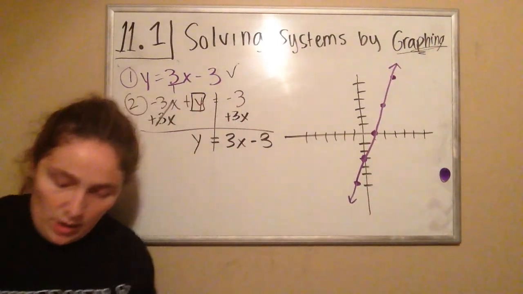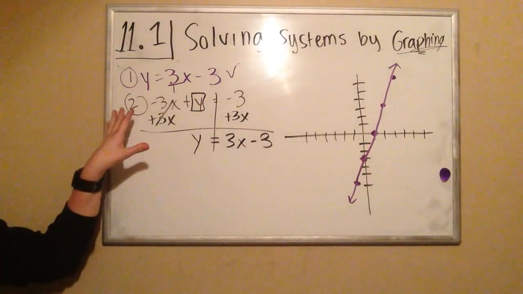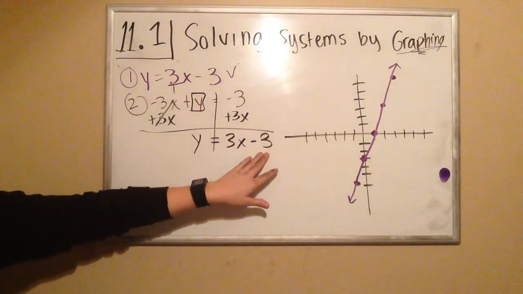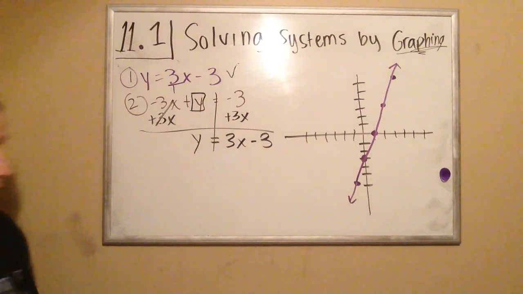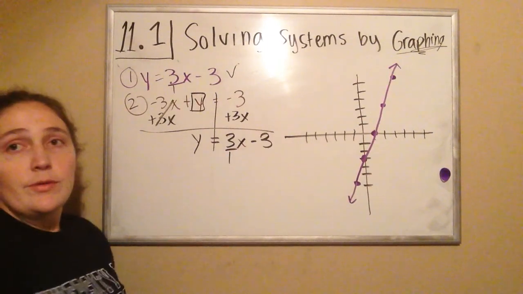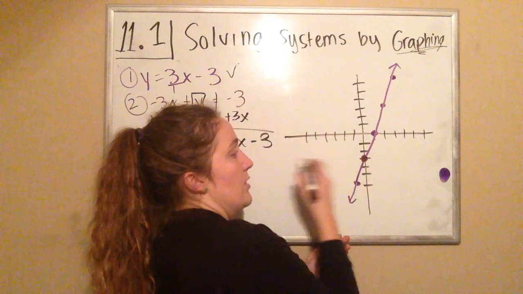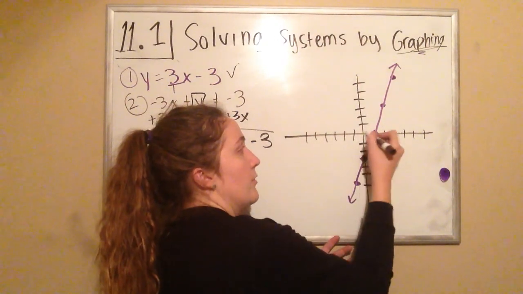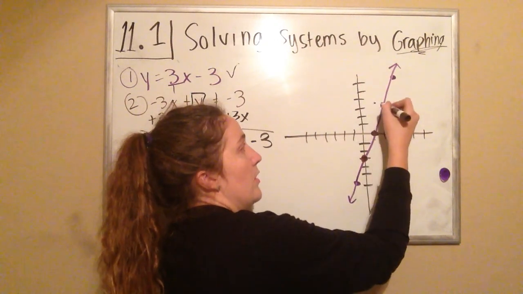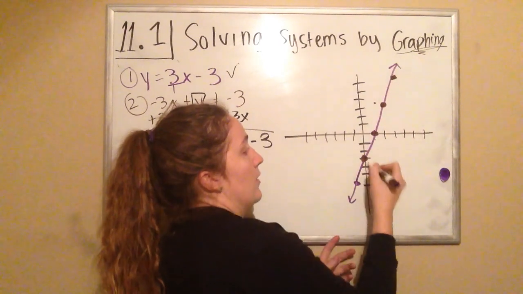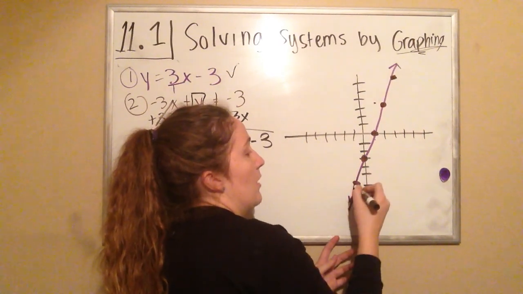Awesome. Our second equation has a y-intercept of negative 3 and a slope of 3 over 1. So we started at our y-intercept of negative 3. And we use a slope of 3 over 1. Down 3, back 1. And we get our line.